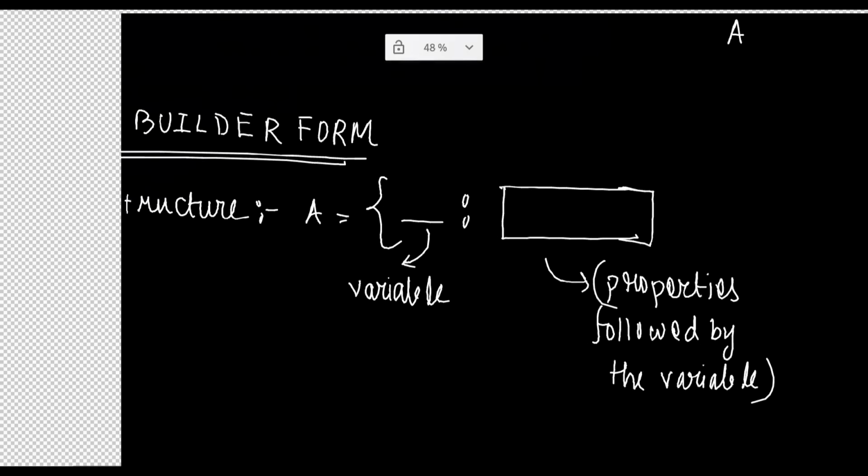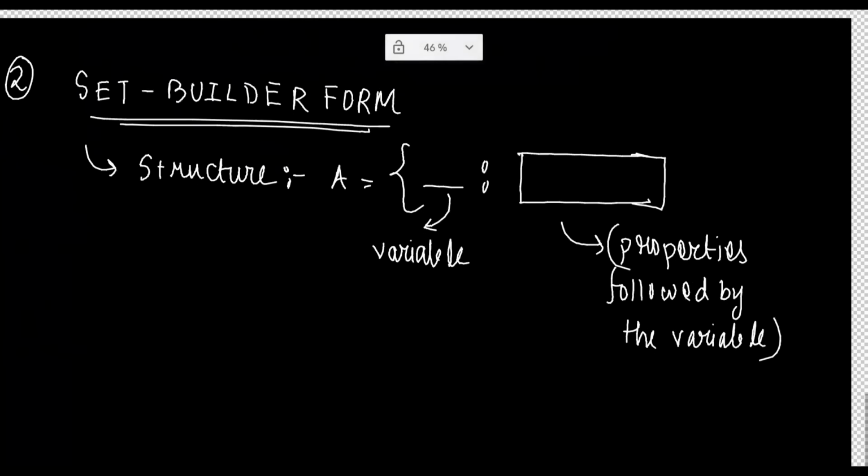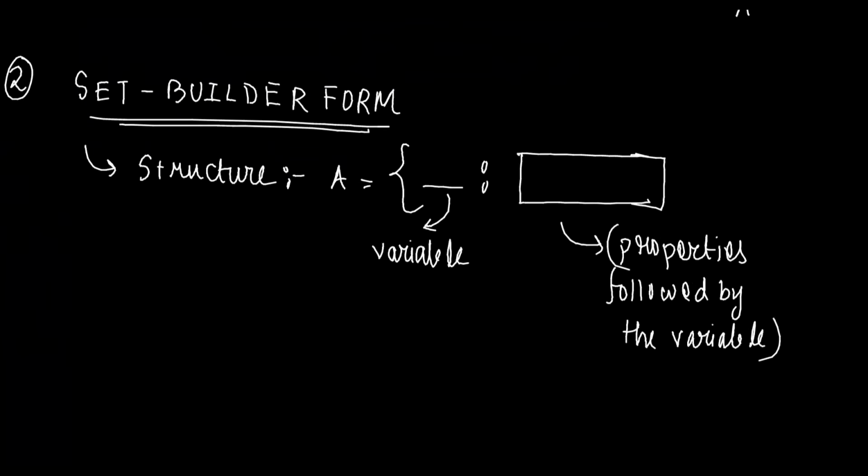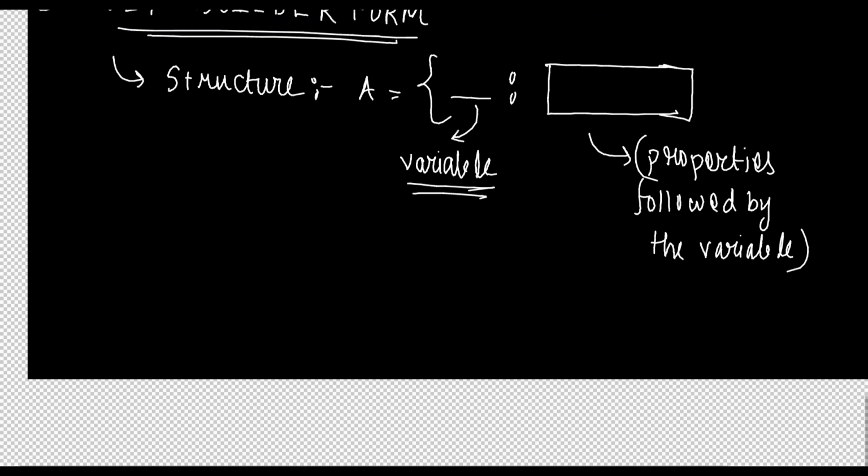So in set builder form, the structure is that we write the set denoted by a capital letter, that is A, B, X, Y, P, Q, anything. Then we put a second bracket, then we write the variable whose values we have to consider in the set. Next we put a colon, and then we write the property followed by the variable. Let's take an example to understand it in a better way.